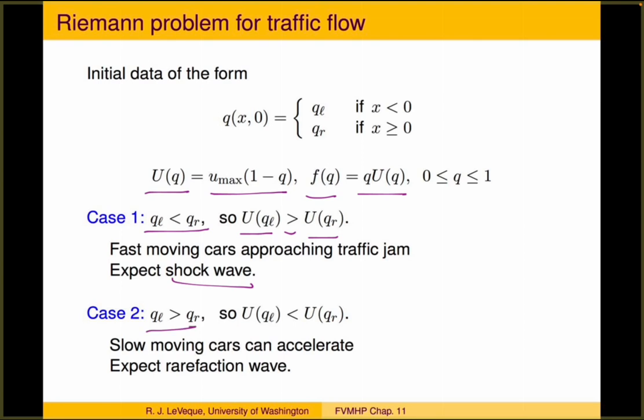The other case is if q left is greater than q right, so it's denser on the left than on the right, and so the speed people want to go is smaller in the left state than in the right state. In that case, the cars that are close to this interface can accelerate and start to move faster, and so in this case we expect a rarefaction wave to come out of this Riemann problem solution instead of a shock wave.